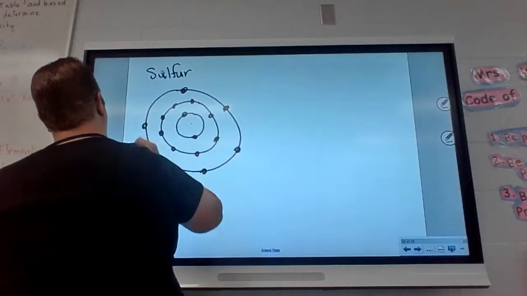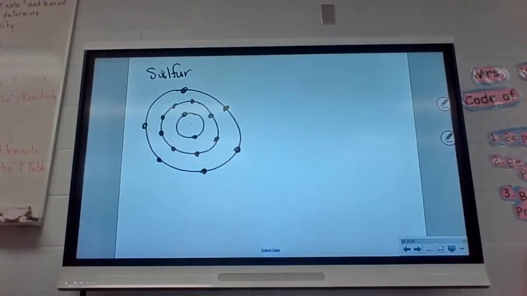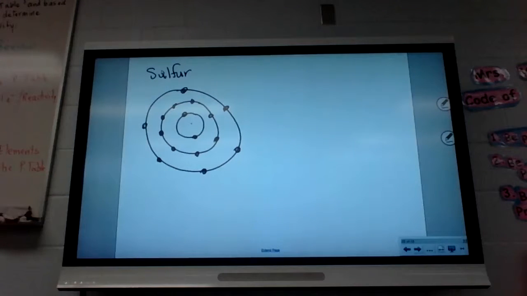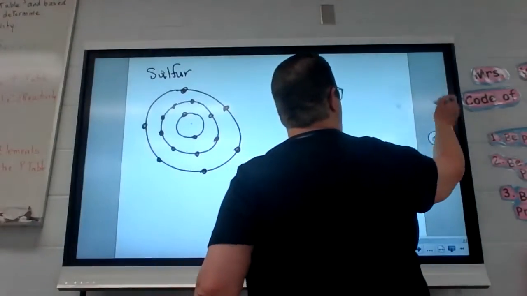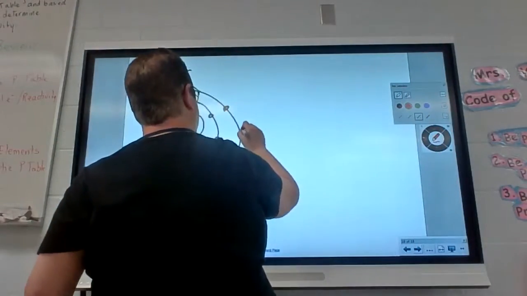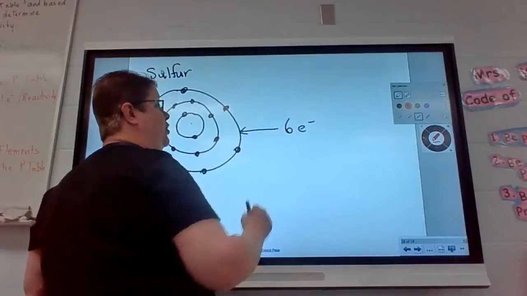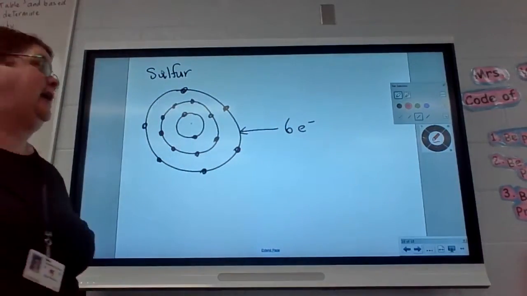All right, and I think sulfur is the last one we did yesterday. So when we get to sulfur, how many electrons does it have? It has 6, right? So if you have 6 electrons, how can it get to 8? What are the 2 things it can do to get to 8? It can gain 2.